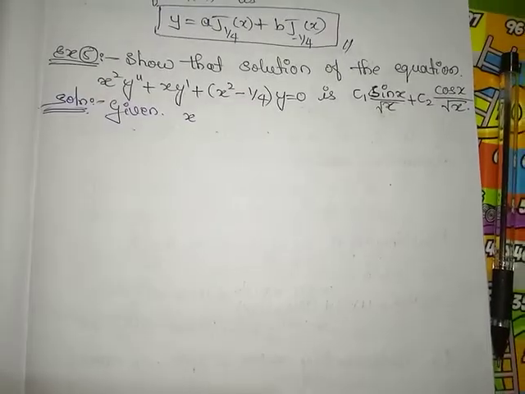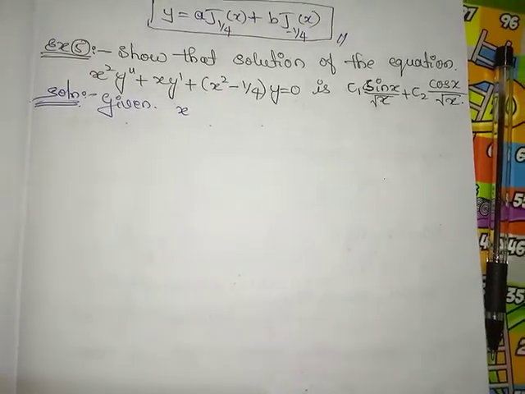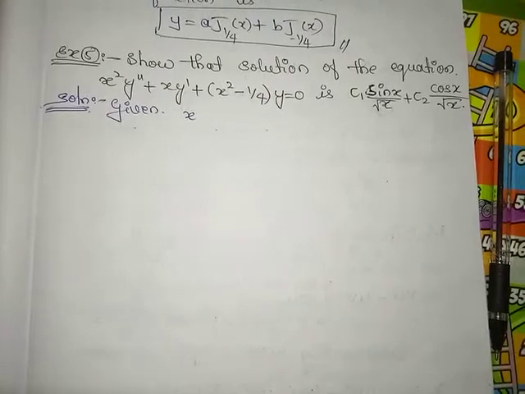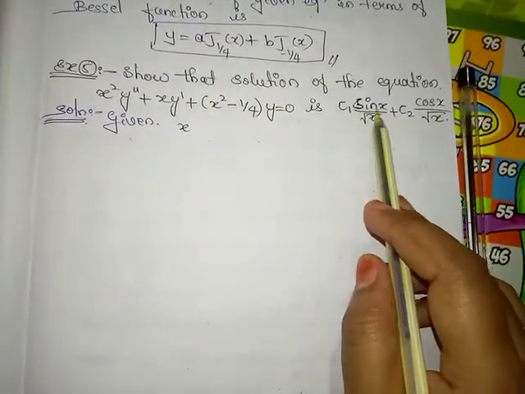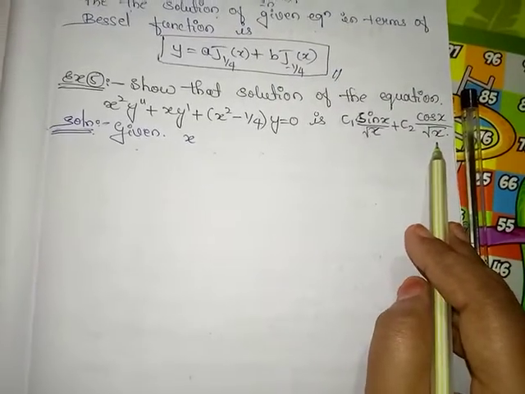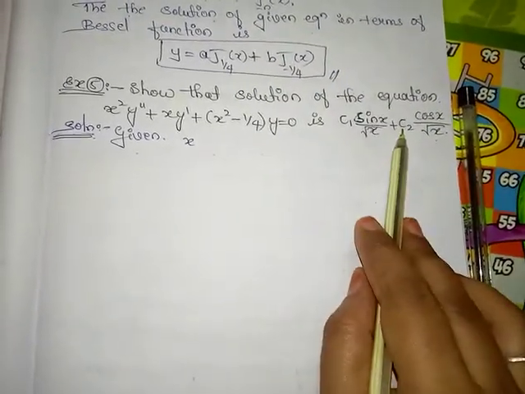Show that the solution of the equation x² y'' + x y' + (x² − 1/4) y = 0 is c1 sin x divided by √x plus c2 cos x divided by √x. We have to show that the solution of this one is this.